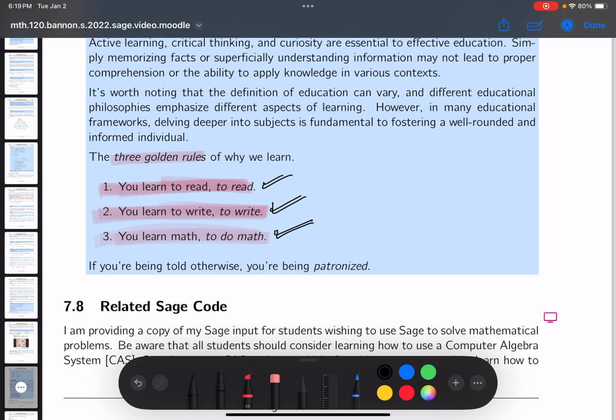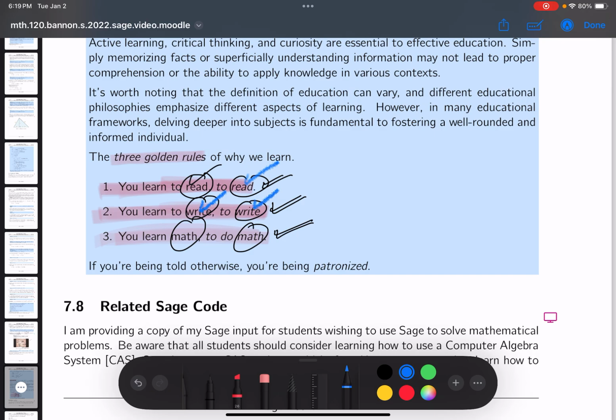If you're being told differently, though, that there's a reason for reading is not to read. That's kind of ridiculous. Or to write, not to write. It's kind of ridiculous. There's a point to this over here. Read to read. Write to write. Math to math. If you're being told otherwise, you're being patronized, and we don't want to see that. We want you to learn and do what you're being taught. Whether it's reading, writing, or arithmetic, you want to start doing that stuff. Hopefully it's somewhat entertaining to you. Thank you.